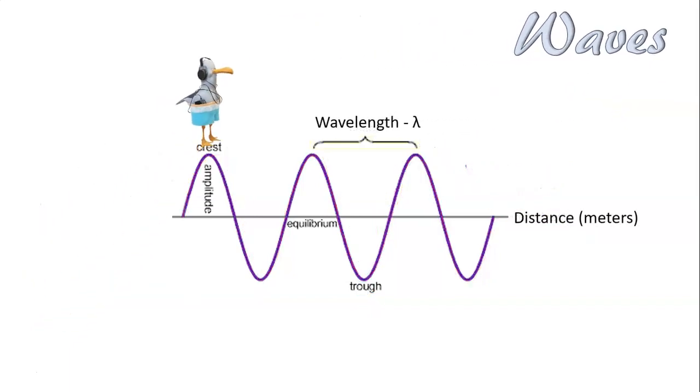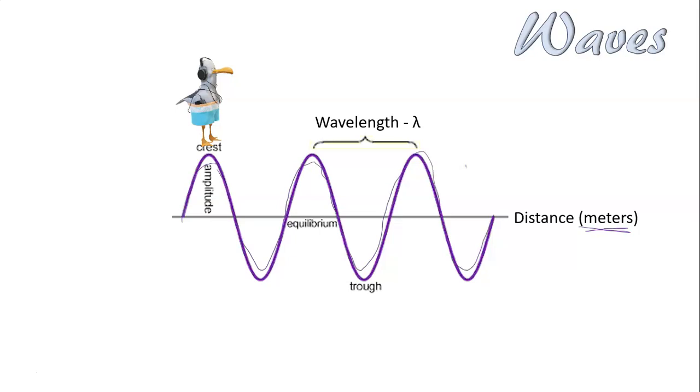There's another way we can look at waves. We can look at the wavelength. Wavelength is measured in meters. So this is a new graph that is not measuring time anymore. We're actually measuring the meters of travel.